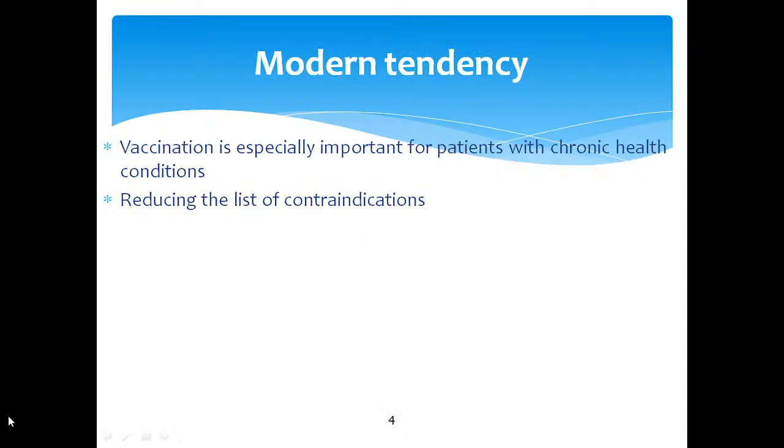What about the modern tendency? Vaccination is especially important for patients with chronic health conditions, and the list of conditions is growing. If you read information about vaccination for COVID-19, you see that the World Health Organization and the health organizations of countries are making a bigger list of illnesses which we can prevent, which we can see in patients.